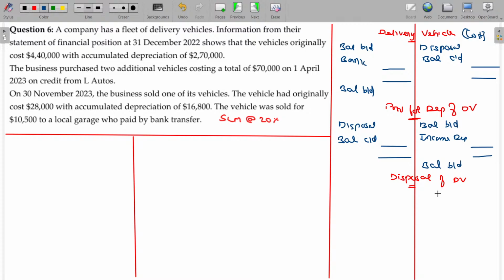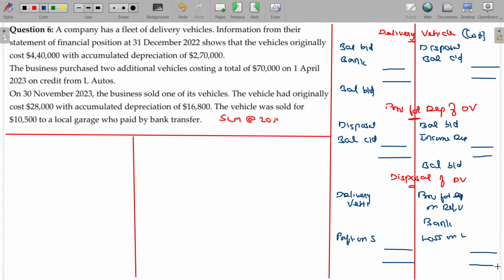And in case of disposal of delivery vehicle, the cost will be transferred here from delivery vehicle, and provision for depreciation on delivery vehicle. Any amount recovered on sale or non-recoverable will be posted here. In case of loss, that will appear on the credit side. Profit on sale will appear on the debit side. Hope now you'll be able to understand this.